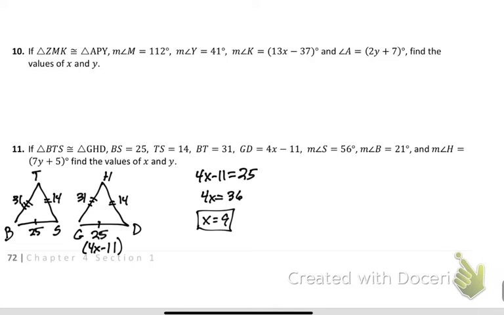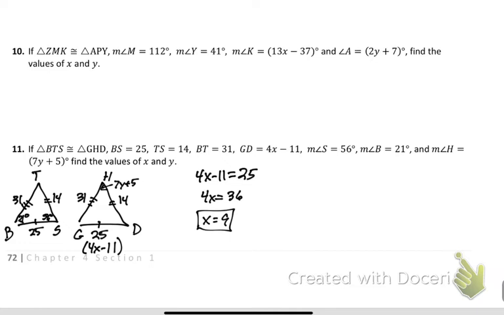So our next one says measure of angle S is 56 degrees. It also tells us the measure of angle B equals 21 degrees. Says measure of angle H is 7y plus 5. Well, we don't have that labeled on either one of these, but notice how here it gives me 2 angles. How do I get from 2 angles to that third angle? Raise your hand and tell me how, if I have 2 angles, how do I get to that third missing angle?